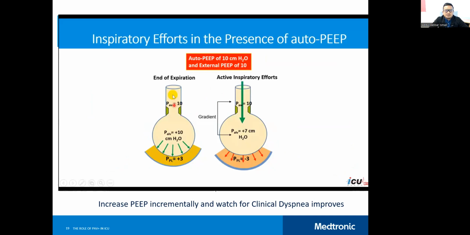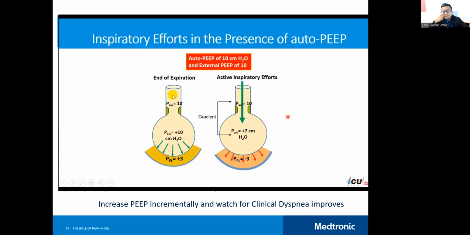So what happened when you apply external PEEP of 10? Okay, so you apply external PEEP of 10 here, the alveolar air trapping +10 here, the plateau pressure +3 at the end of aspiration. The patient only needs to generate -3 plateau pressure to drop the alveolar pressure by 7, just a little bit less than 10, less than external PEEP, for the gradient to be present and the airflow to come through.